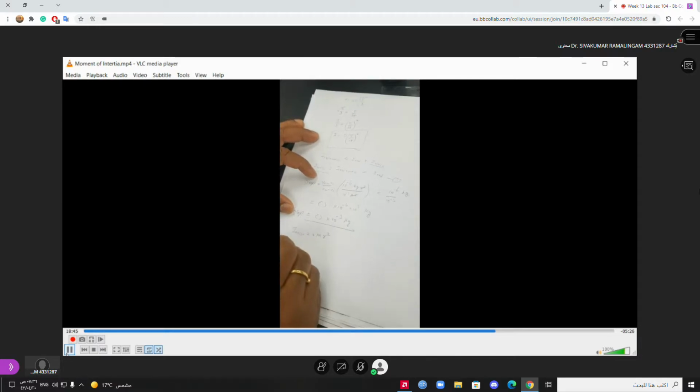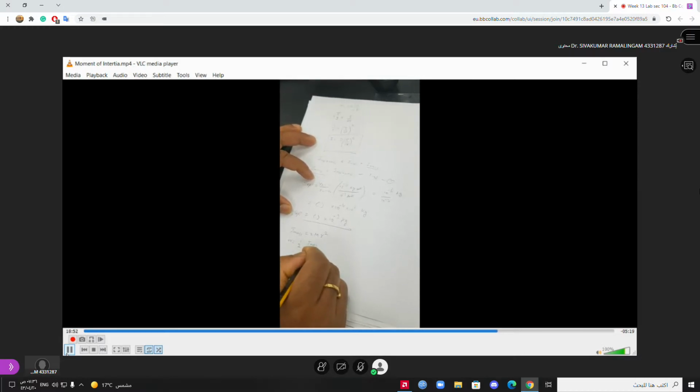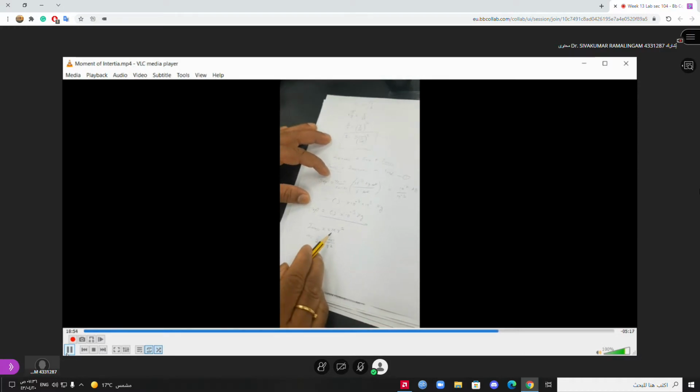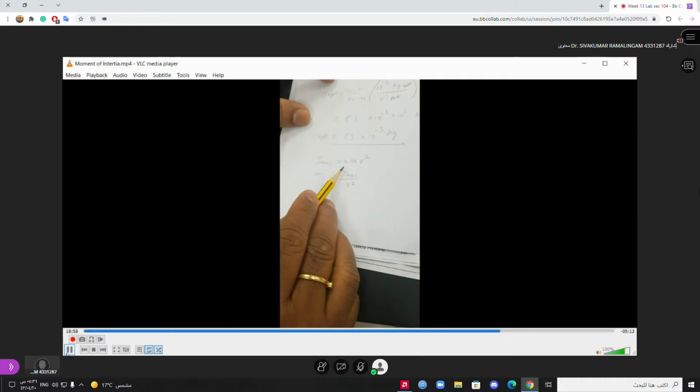My aim is to calculate m. M is equal to 1 by 2 times I mass divided by r square. Since we are adding 1 mass on the left side and 1 mass on the right side, therefore I am adding 2. There are 2 masses. M is equal to 1 by 2 of I masses by r square.